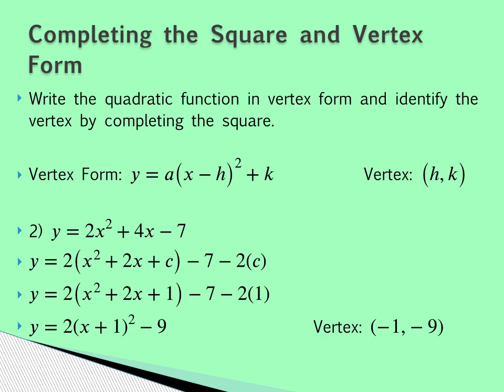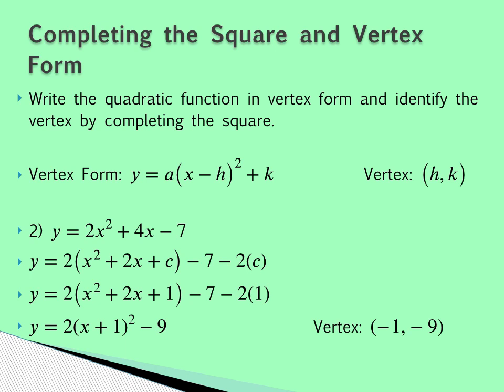And so what I'm adding in, I'm going to take that middle 2x divided by 2, and I get just 1x. So that 1 squared is 1. And 2 times 1 there, I'm going to offset. I'm going to subtract 2 times 1. So I get minus 9 on the outside. The vertex there, again, is the opposite of whatever's inside those parentheses for the x value. So negative 1. The outside number is negative 9.